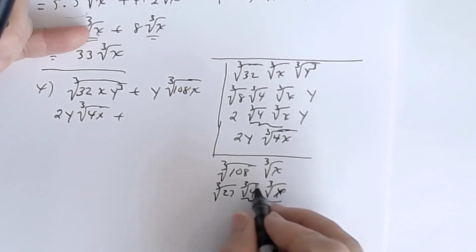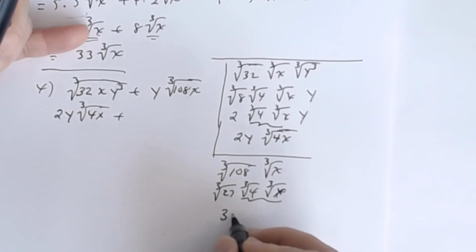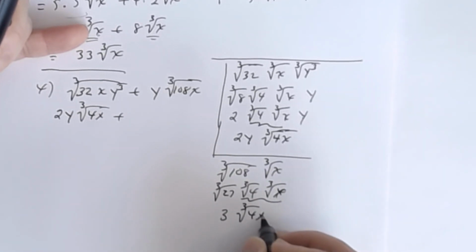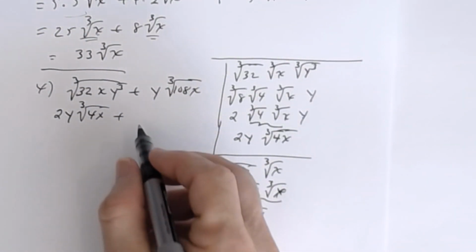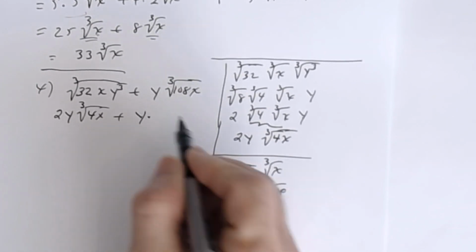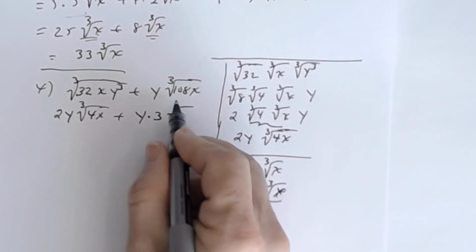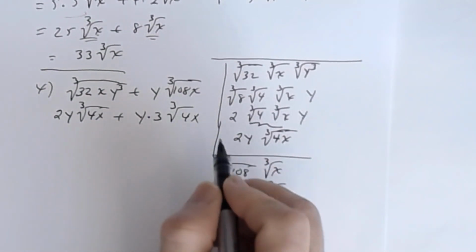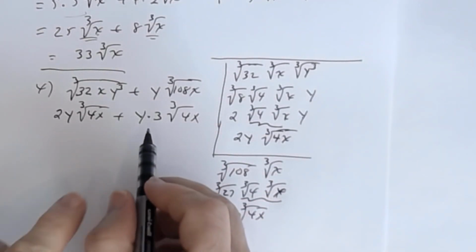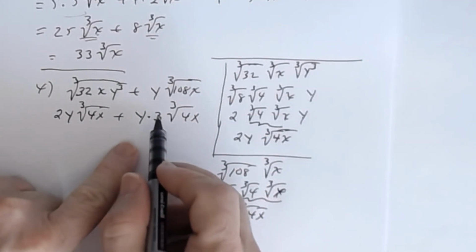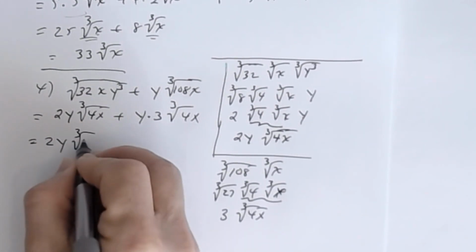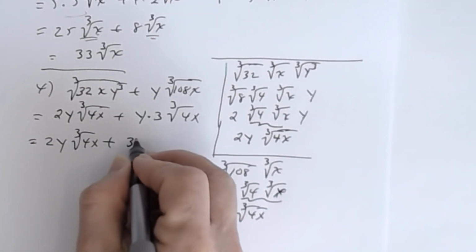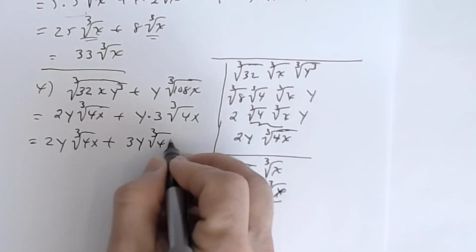But I do know I can write this as one cube root. So that'll be 3 times the cube root of 4x. And that's going to go here. But remember, that's being multiplied by y. So I get y times 3 cube root of 4x. Okay? Now I'm going to go ahead and rewrite y times 3 as 3y. So I'm going to get 2y cube root of 4x plus 3y cube root of 4x.